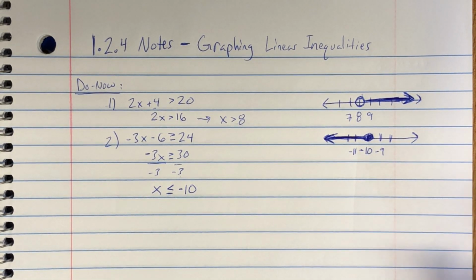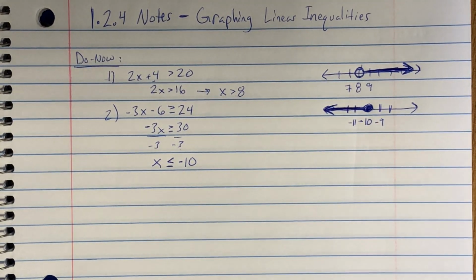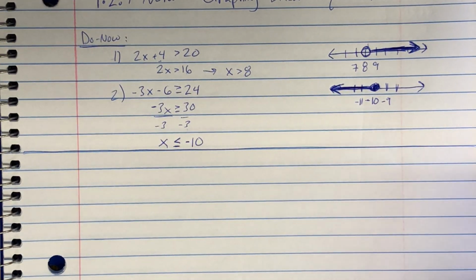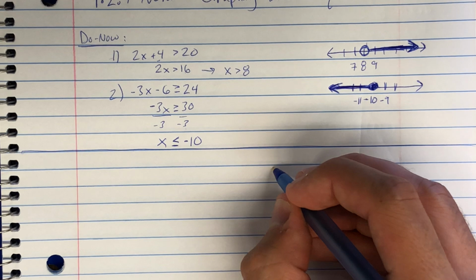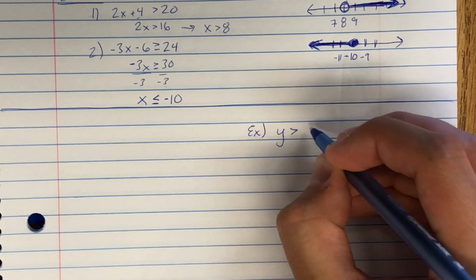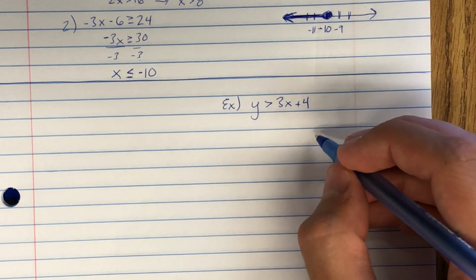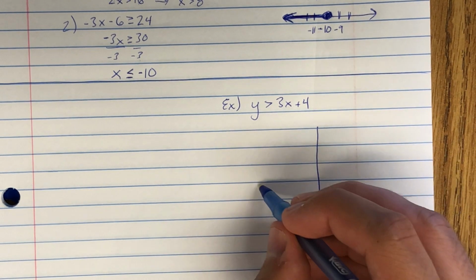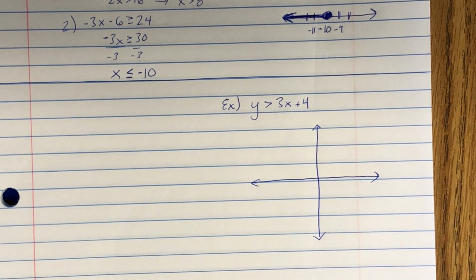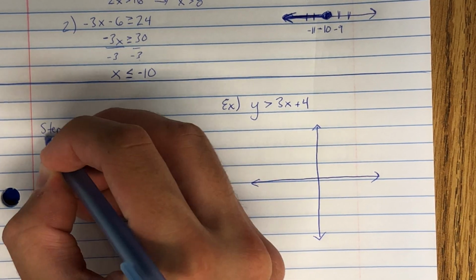Okay. The focus for today is on graphing linear inequalities, not just one variable inequalities. So let's get into it. So our goal here, our example, is to graph y is greater than 3x plus 4. So let's draw a coordinate plane, roughly. When you're graphing linear inequalities, there are a few different steps we take.